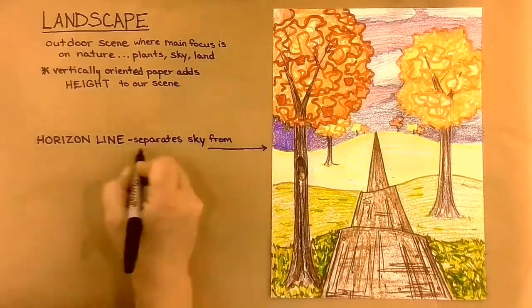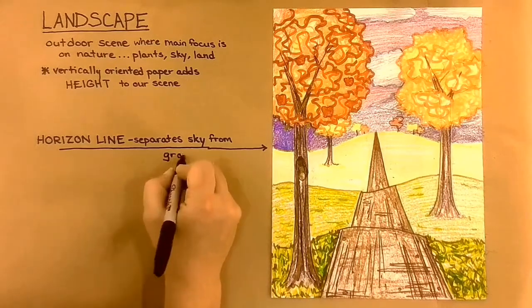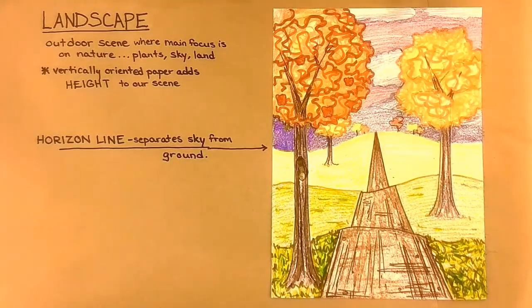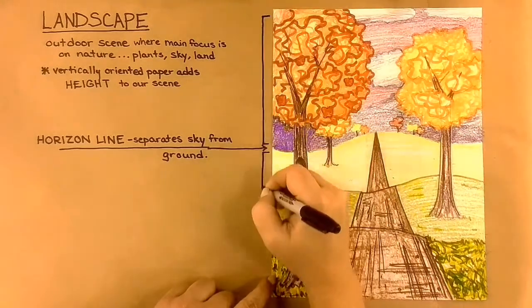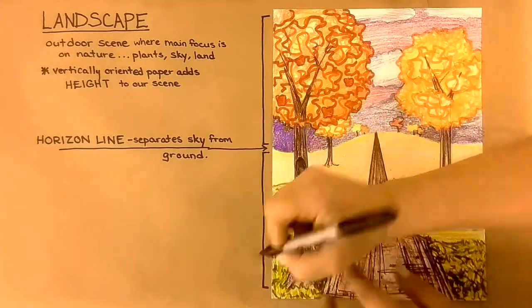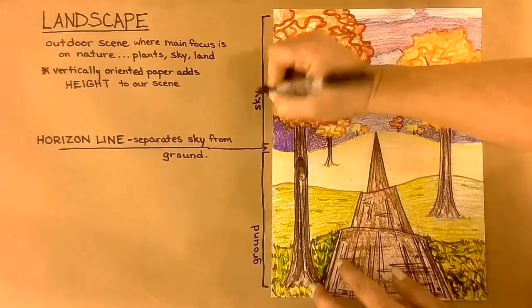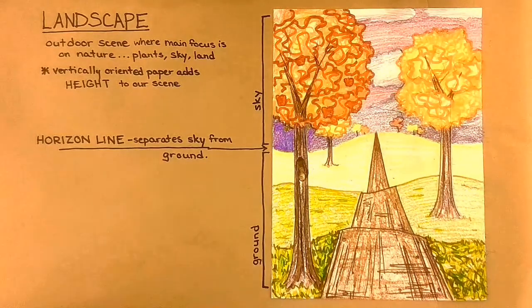A common mistake that beginning artists make is assuming that only the bottom of the paper is ground and the top is the sky. This means that every object gets drawn on one even plane, and we tend to forget about objects in the distance or anything beyond the subject of our drawing.